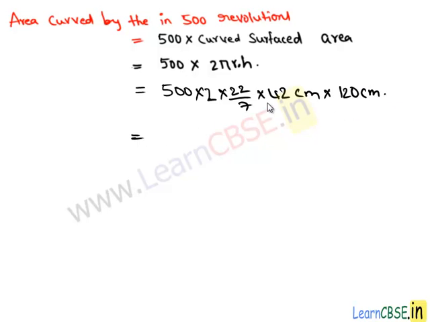Therefore in the numerator and denominator we have 7 as a common factor. So 7 goes in 42 6 times. By multiplying the numerator we get 1548 into 10 power of 4 centimeter square. Here centimeter times centimeter is centimeter square.